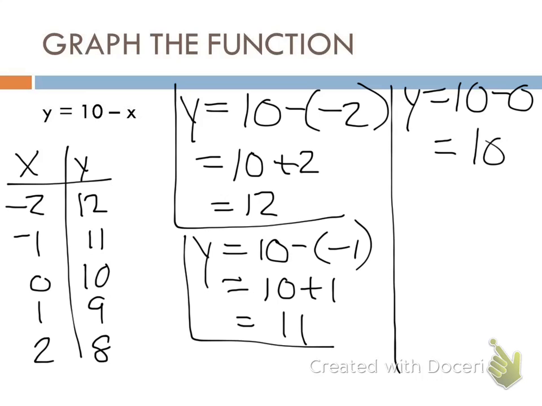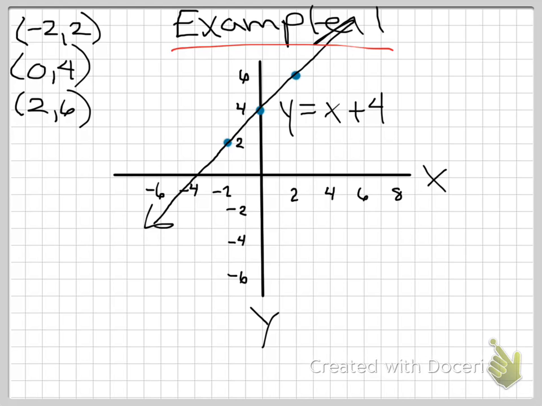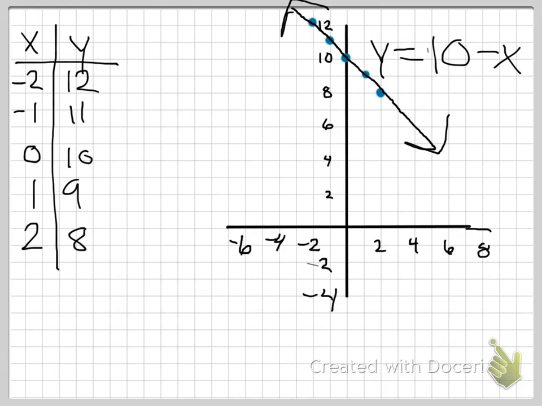Okay? All right, now that I have my x and my y values, these are my ordered pairs, and now I can come over and I can graph it. All right, I'm going to graph these ordered pairs, x and y, and I've just rewritten the ordered pairs so you can see them on the graph as well.